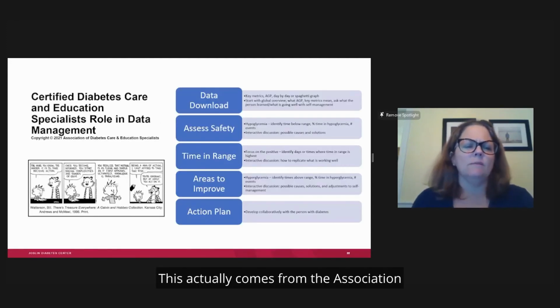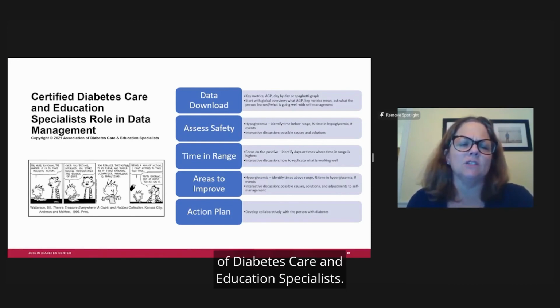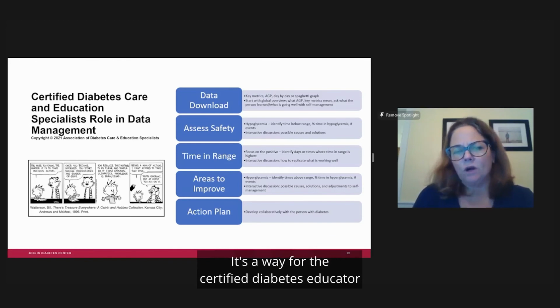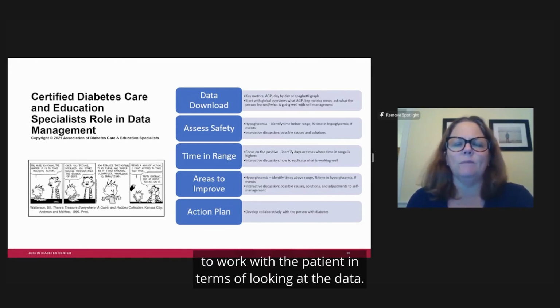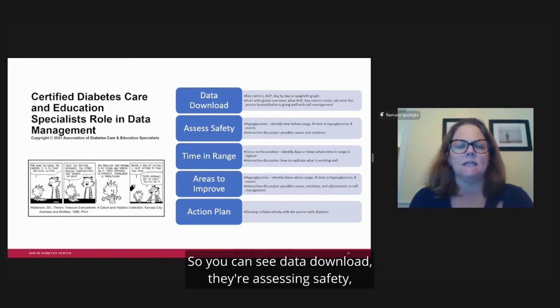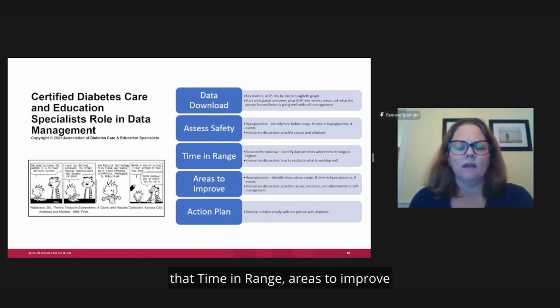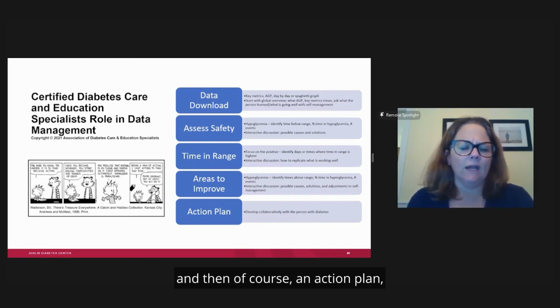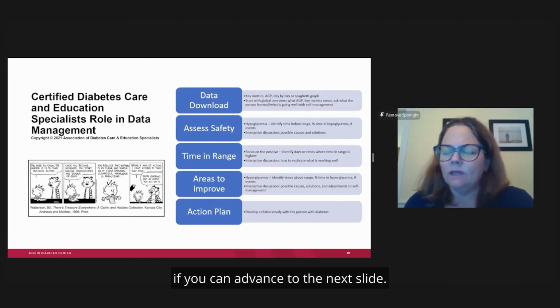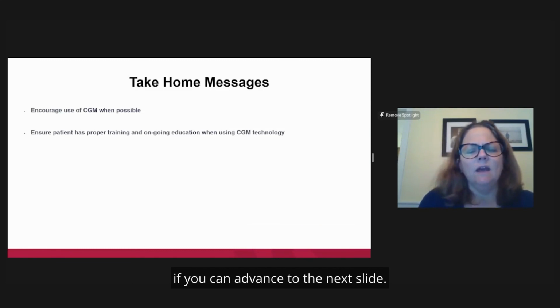This actually comes from the Association of Diabetes Care and Education Specialists. It's a way for the certified diabetes educator to work with the patient in terms of looking at the data. So you can see data download, they're assessing safety, time in range, areas to improve, and then of course an action plan. If you can advance to the next slide.